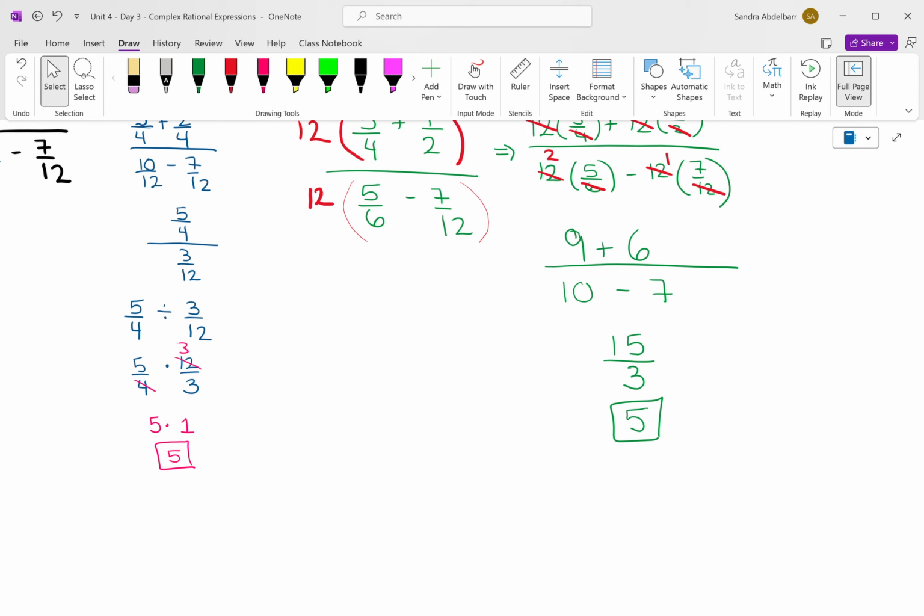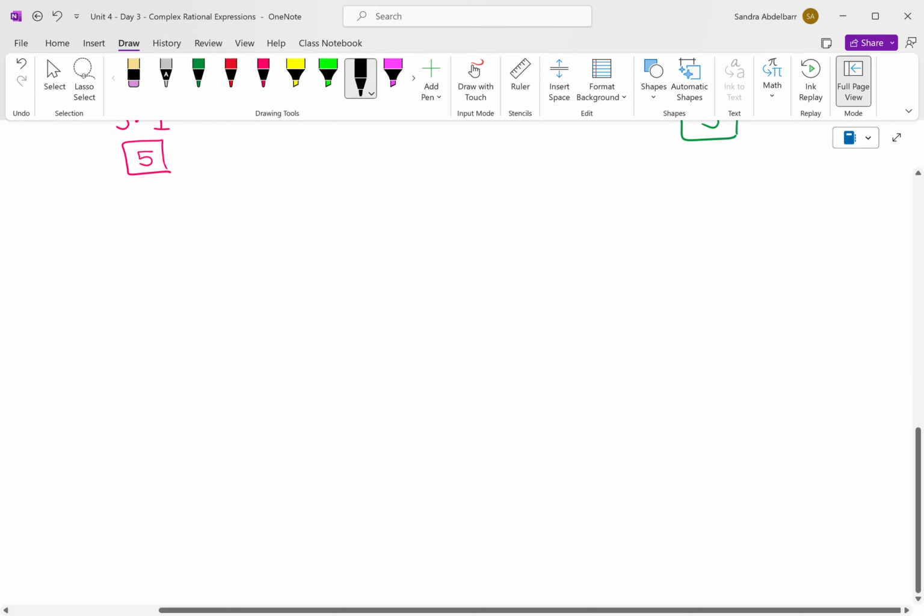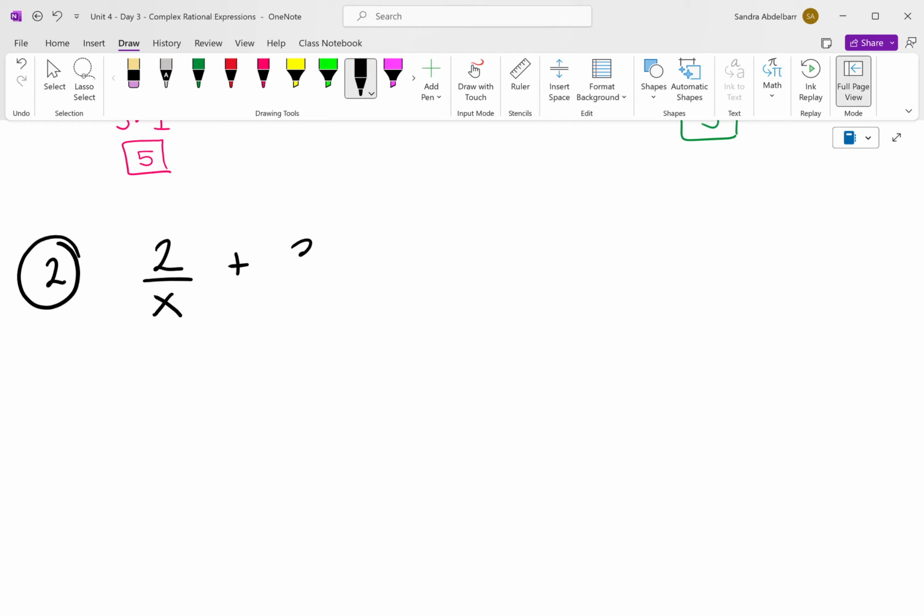All right, so now are we ready to bring the algebra into this with variables and stuff? All right, let's do this. Do another one. 2 over x plus 3 over xy, big fraction bar, 3 over x squared plus 1 over 5.